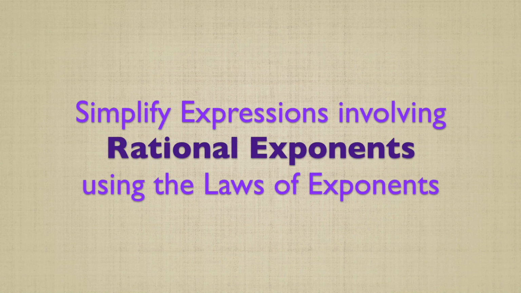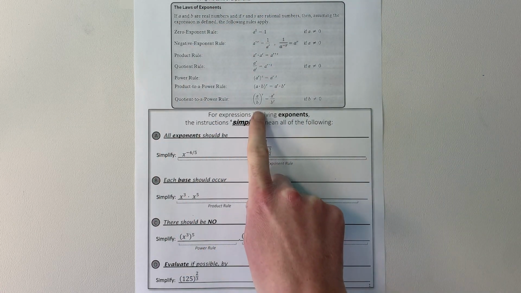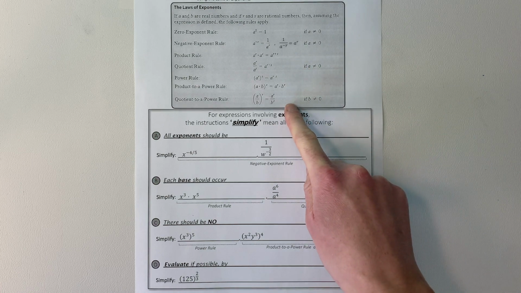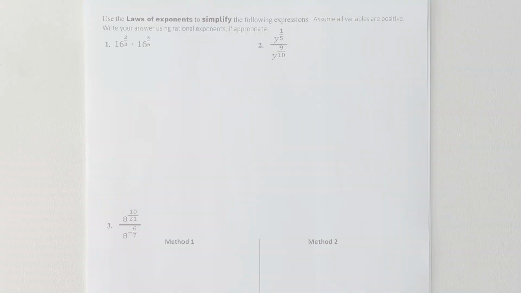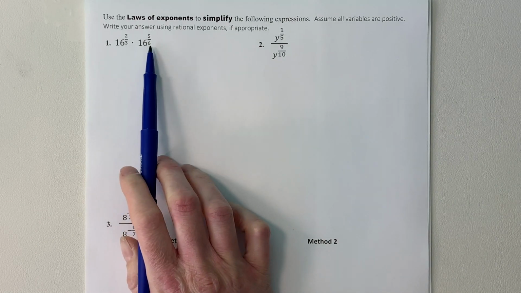In this lesson, we're going to simplify expressions that involve rational exponents using the laws of exponents. The laws of exponents are written in this box here for your reference. We reviewed each of these laws of exponents in my 4.2 video. If we look ahead, we're going to see problems that involve rational exponents.